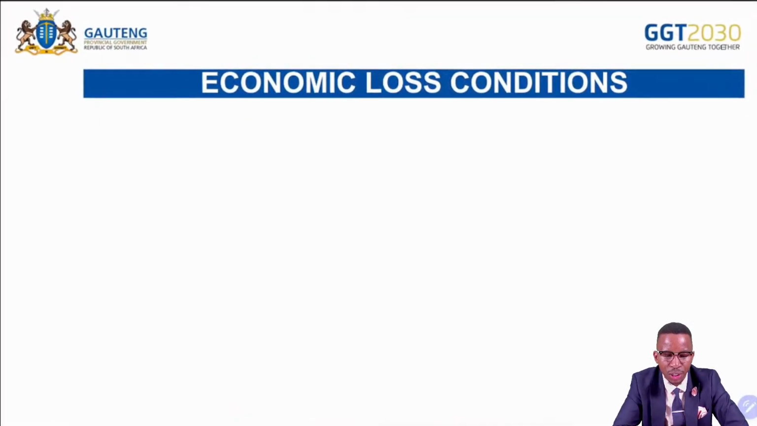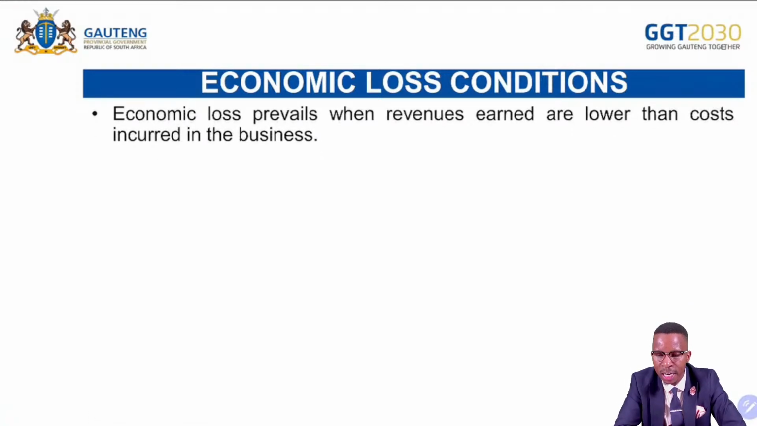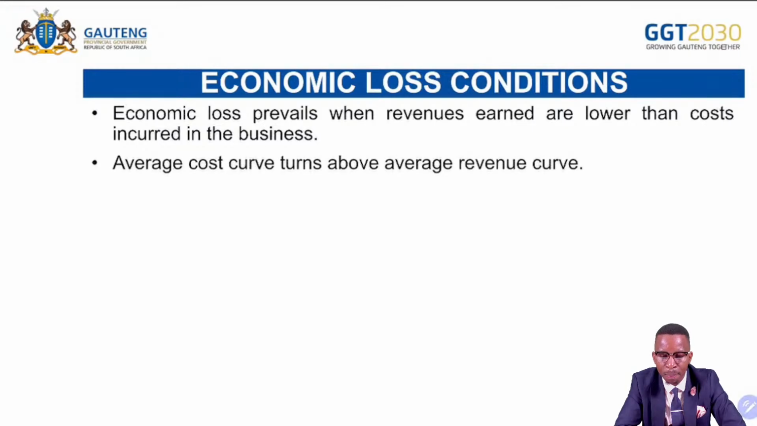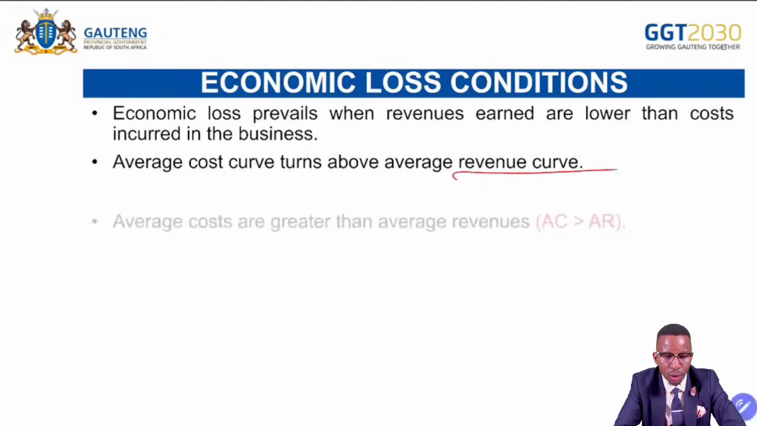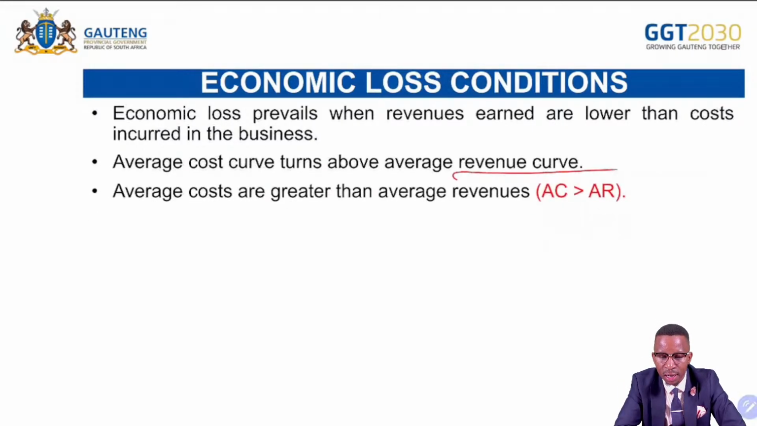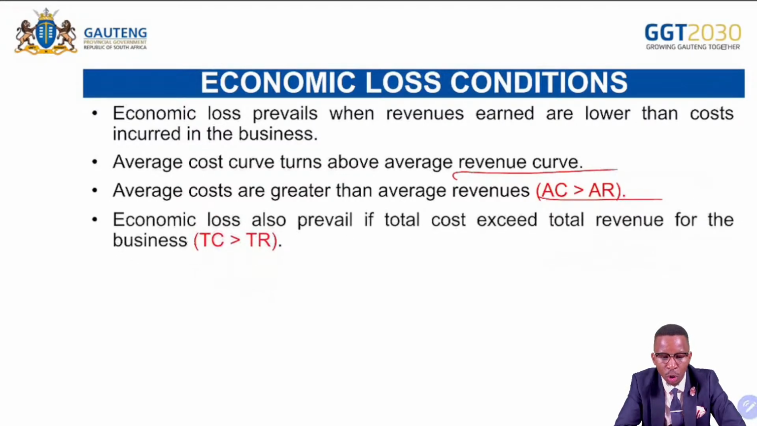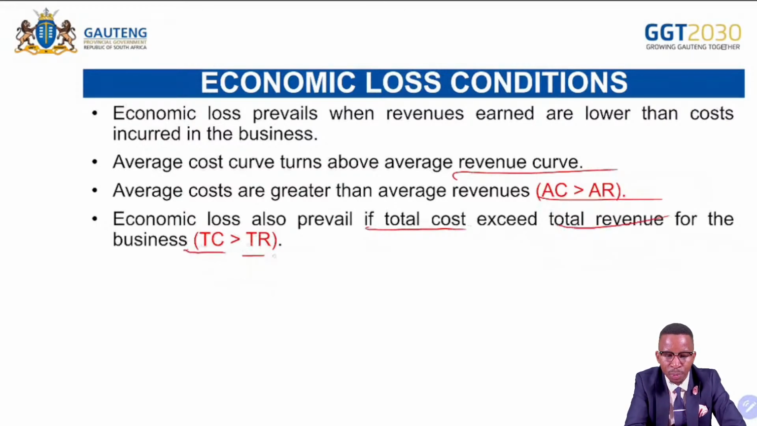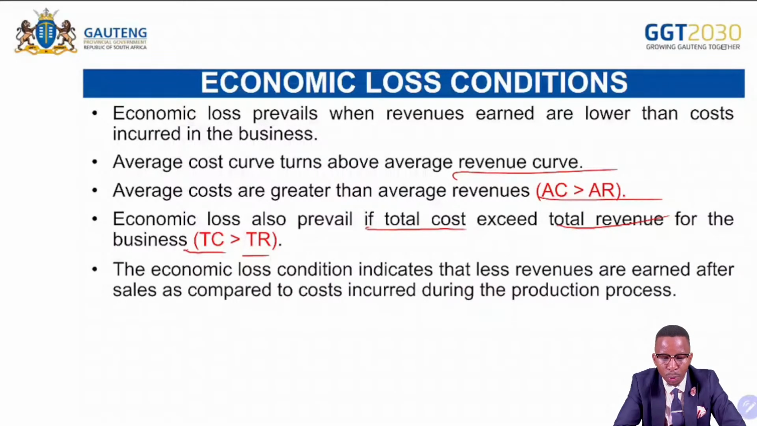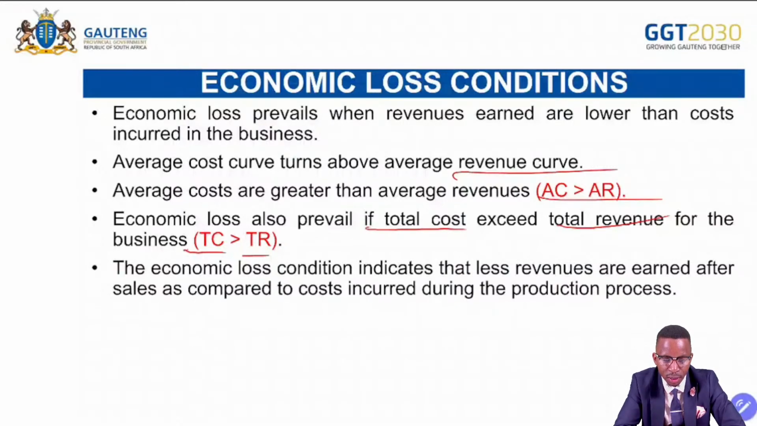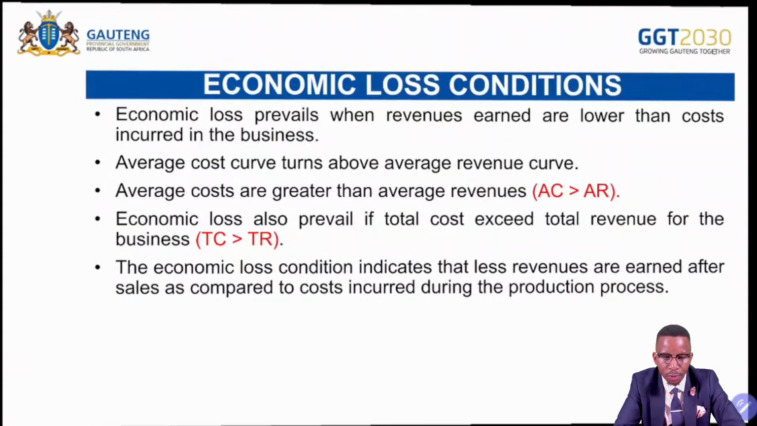Economic loss condition. Economic loss prevails when revenues earned are lower than costs incurred in the business. The average cost curve tends above average revenues, so average costs are greater than average revenues. AC is more than AR for the firm to make an economic loss. Economic loss also prevails when total costs are more than total revenues, or TC is more than TR. The economic loss condition indicates that less revenue is earned after sales compared to the cost incurred during the production process in the business.